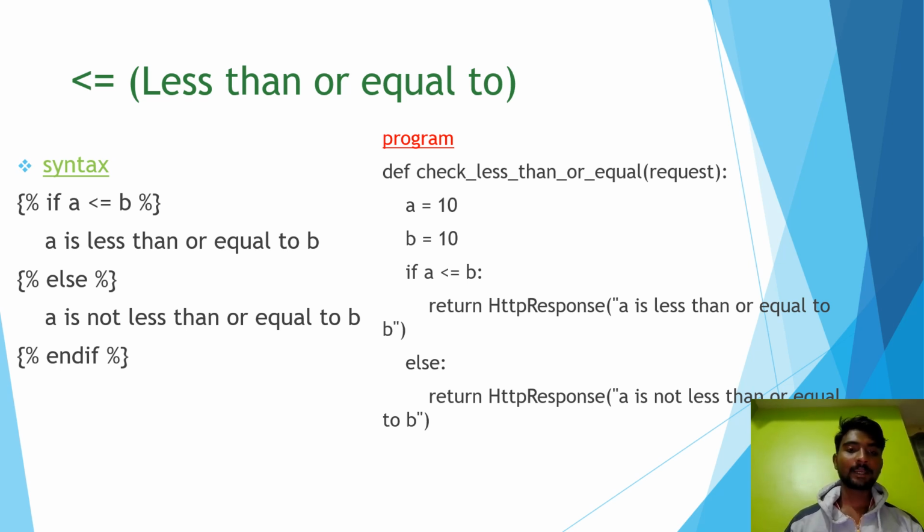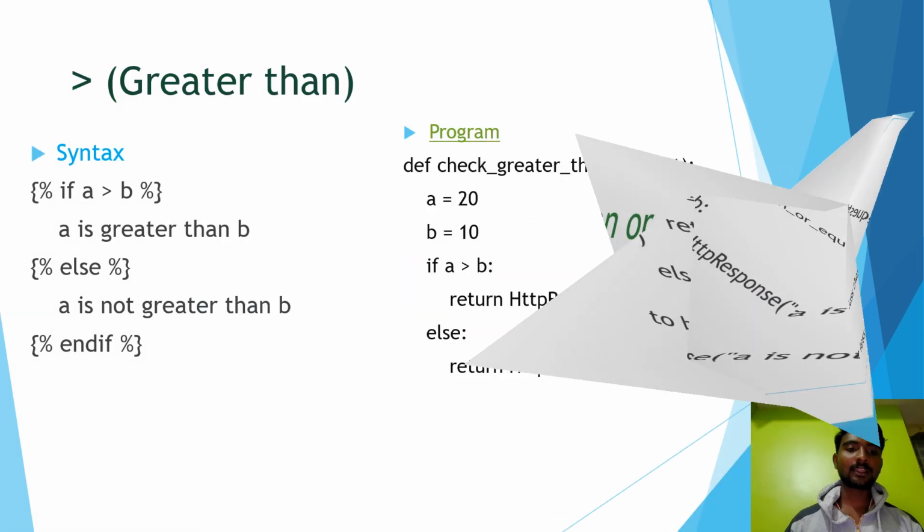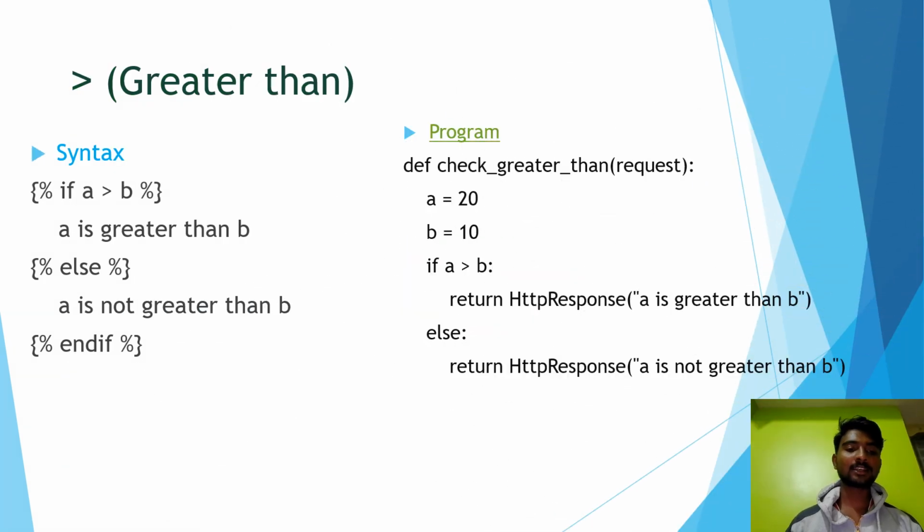In the same way, the greater than syntax: if a greater than b, then it returns the output as a is greater than b, else a is not greater than b. This is the syntax for this greater than operator. Let's see an example. If a is equals to 20 and b is equals to 10, if a greater than b, since 20 is greater than 10, the output is a is greater than b. If we put the example with b is 20 and a is 10, the output is a is not greater than b.